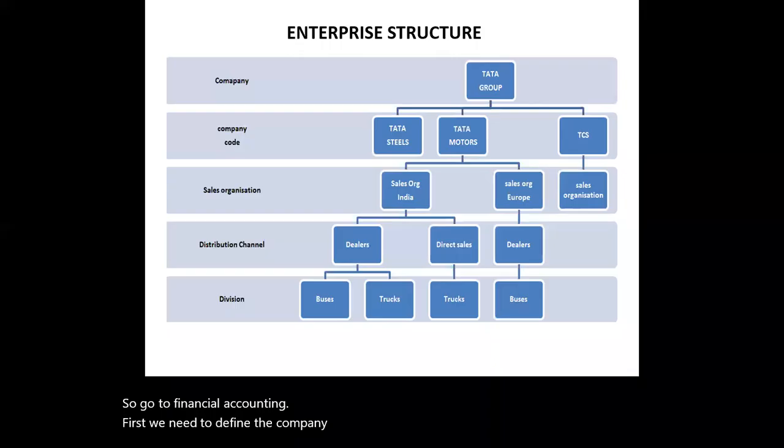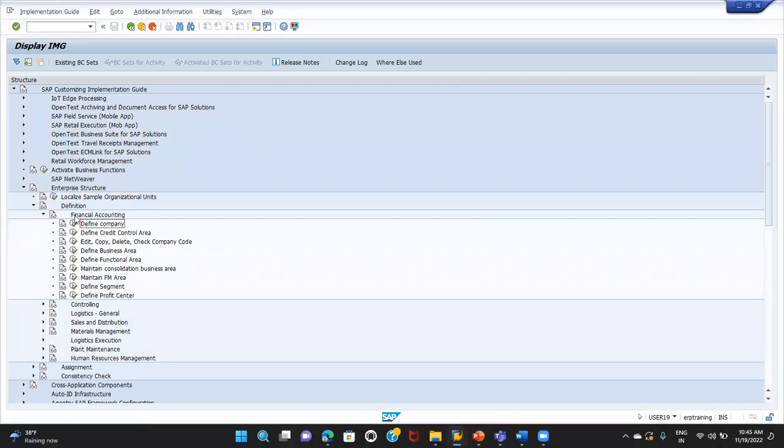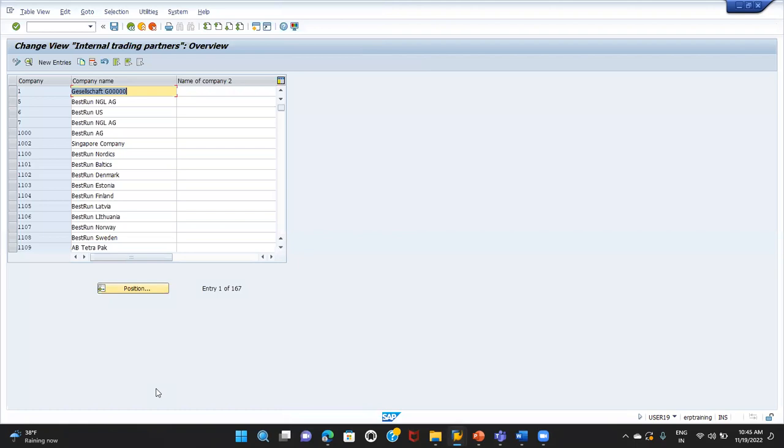As per our example, company is part of financial accounting. So I'm going to create the company now. I'll just click on this button. Now we'll get into company. The first time it will take time. It is buffering, so once you run it the first time, then from the second time onwards it will be faster.